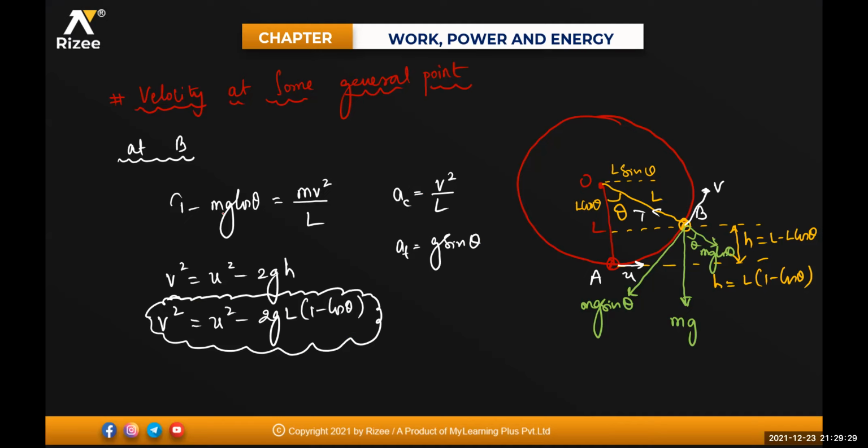Tension can be calculated with the formula T minus mg cos theta is equal to m v square divided by L. That means I can write here T will be equal to m v square divided by L plus m g cos theta. So this will become m by L into v square, where the v square value will become u square minus 2g into L into 1 minus cos theta, plus mg cos theta. So that will be the value of your tension. Clear?